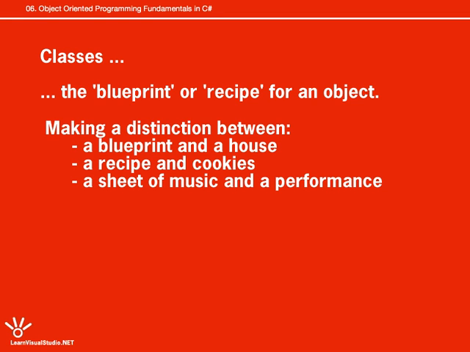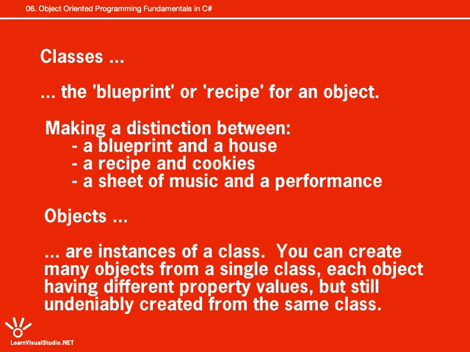That is the essence of the difference between a class and an object. A class is the blueprint. An object is an instance of that blueprint. You can create several instances of a class. Each instance is undeniably created from the class's instructions. Each object instance can have different properties, but they're all still from the same class.